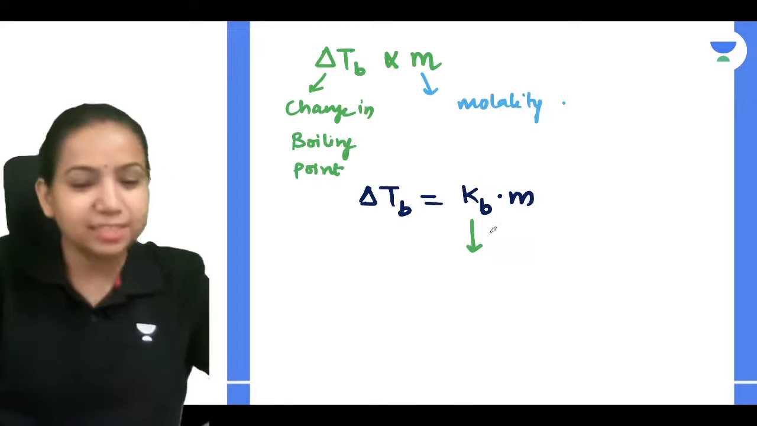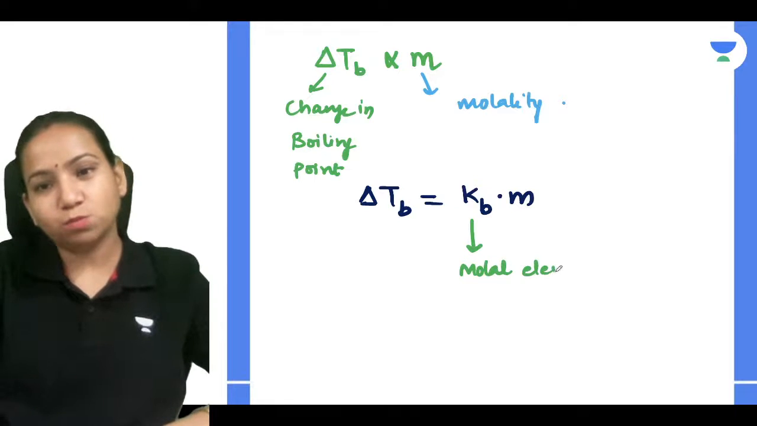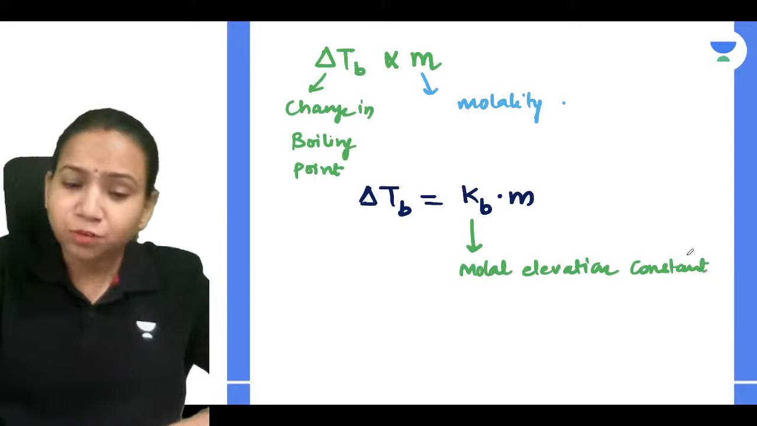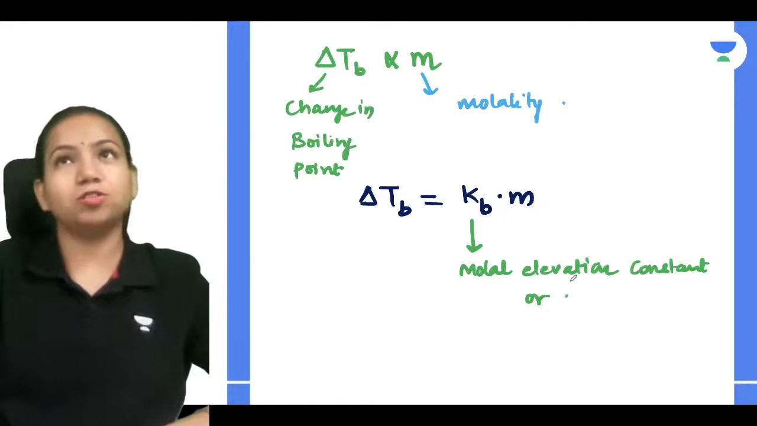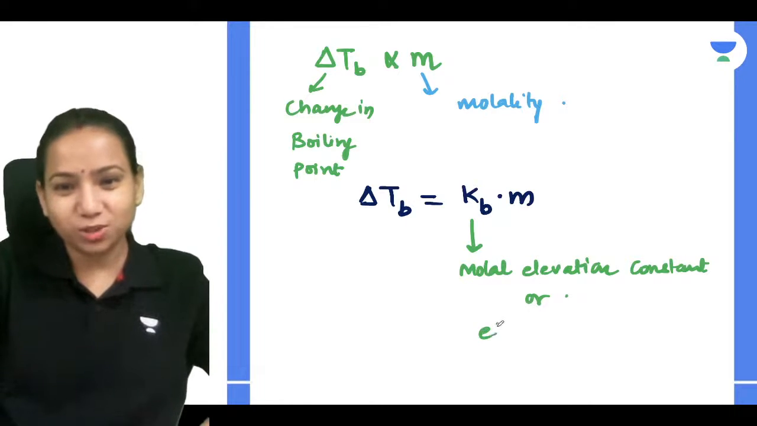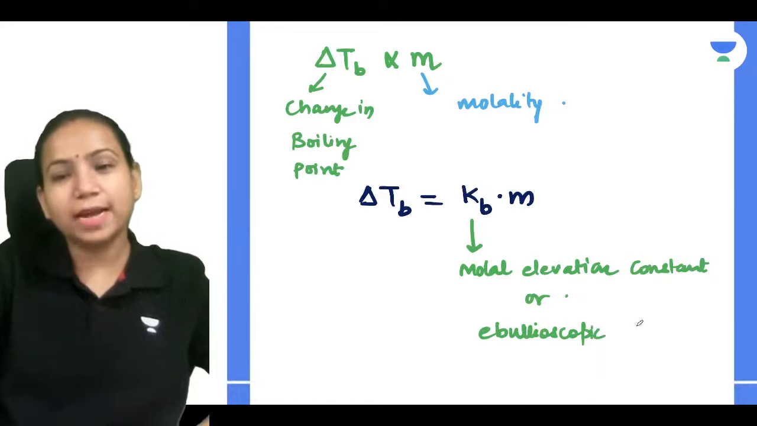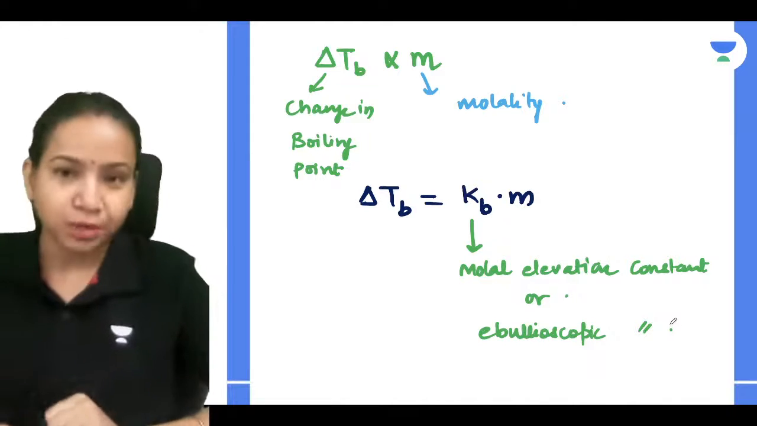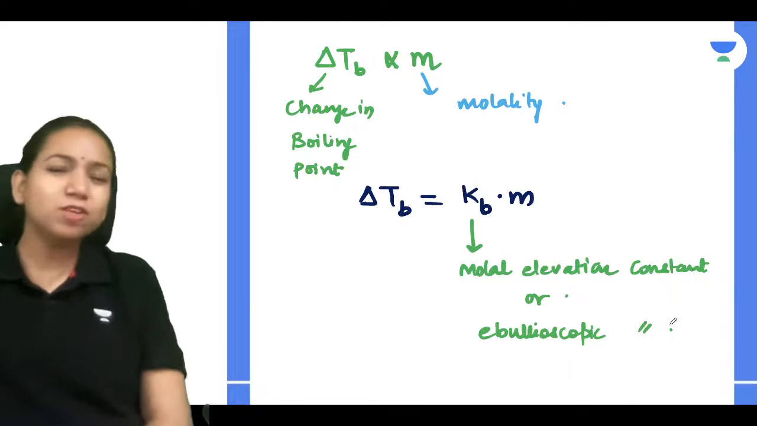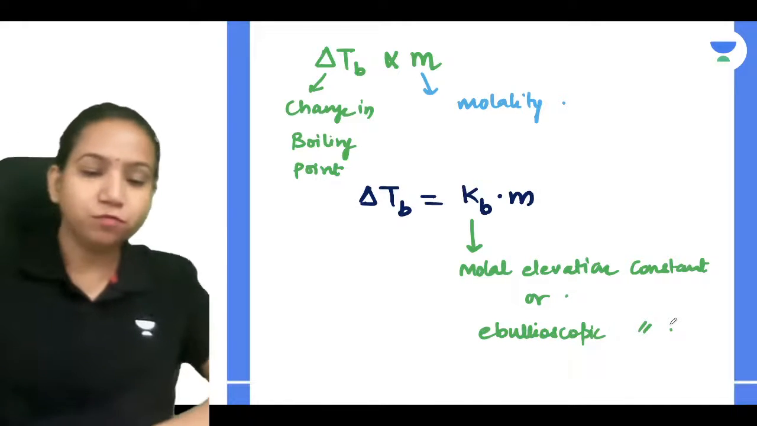What is Kb, how can you define it? Kb is the molal elevation constant. Is there any other name for it also, guys? When you hear the other name you will be like, this much difficult? The molal elevation constant is also called the ebullioscopic constant. So very simple, guys. Kb is the molal elevation constant or ebullioscopic constant. E for elevation, E for ebullioscopic, like that you can remember, right? Very good. So we have got the formula.